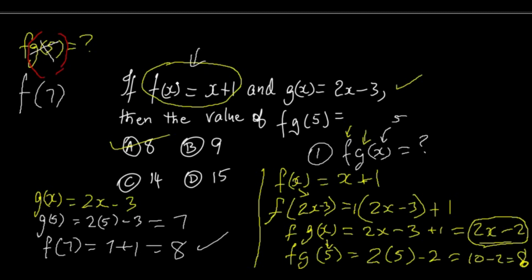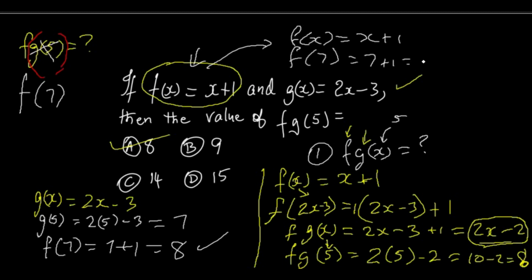Again, we're working with this. f of x equals x plus 1. And so since we're finding f of 7, it's 7 plus 1, which is 8. That's what we did here. Again, so that's the answer.